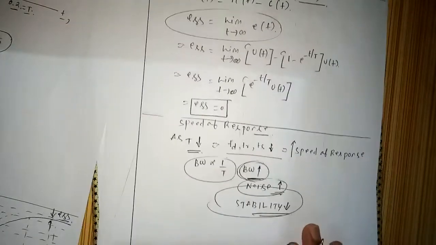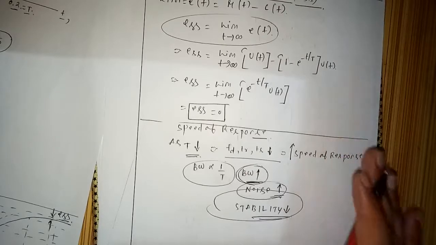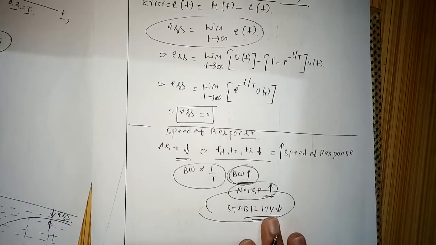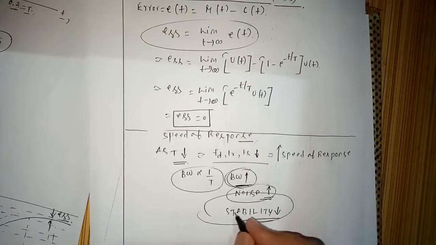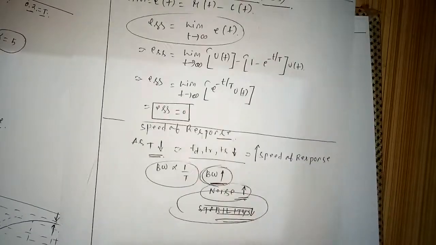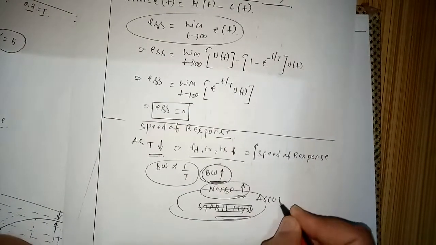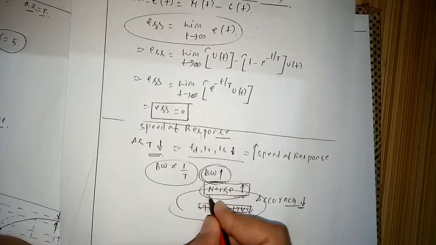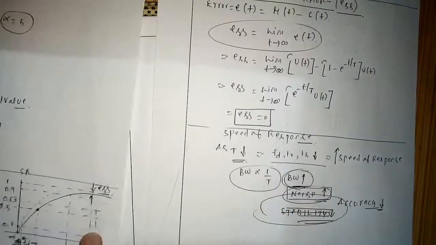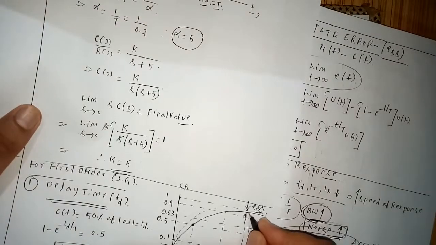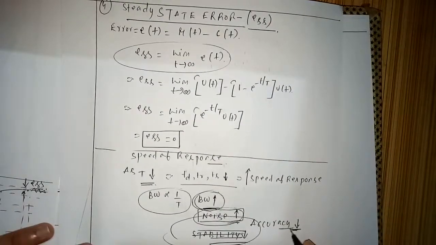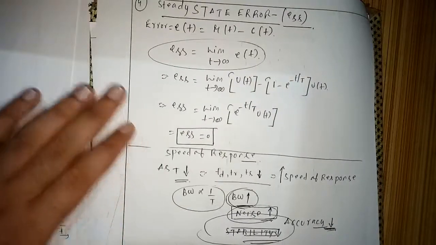So what I can say is that speed and accuracy of a system are inversely proportional. Sorry, not stability, accuracy, because if noise has increased, then I may not be able to identify my response. It will be distorted like this, right? So accuracy has decreased.